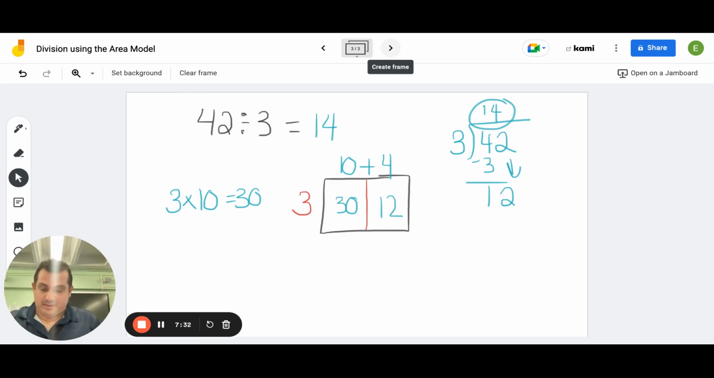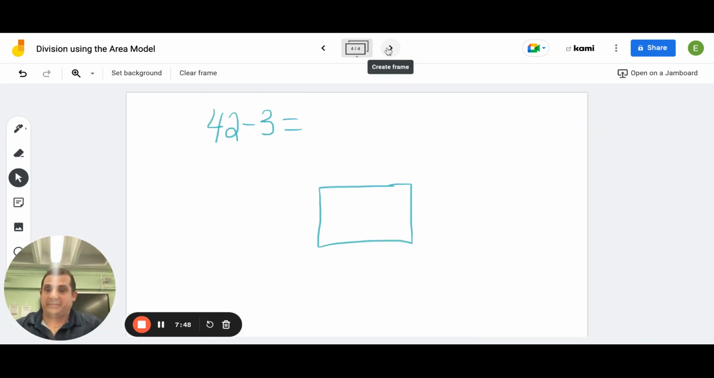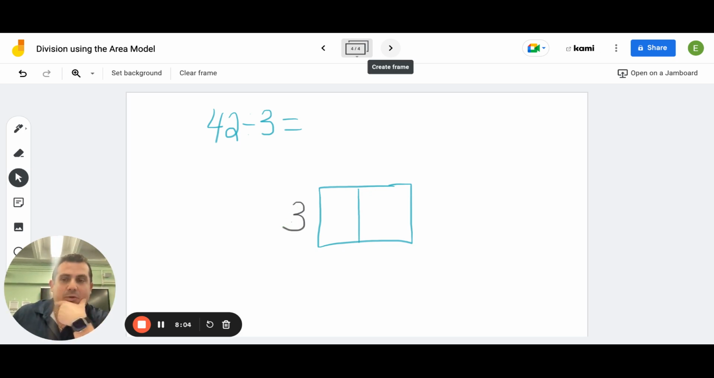Now, we know that this isn't the only way you could break apart this number. So we can do 42 divided by 3 a different way. Let's just say I didn't want to start with 30. Let's say I'm dividing by 3, so my 3 goes on the outside. Well, I know 3 times 5 is 15. Okay, so let's say I put 15 here.